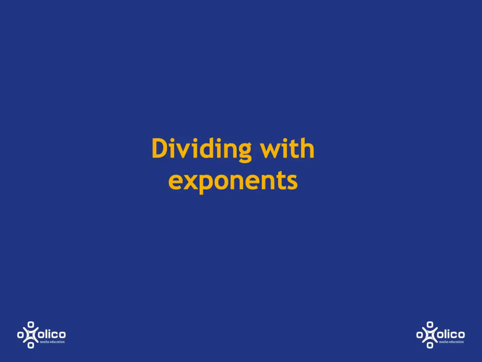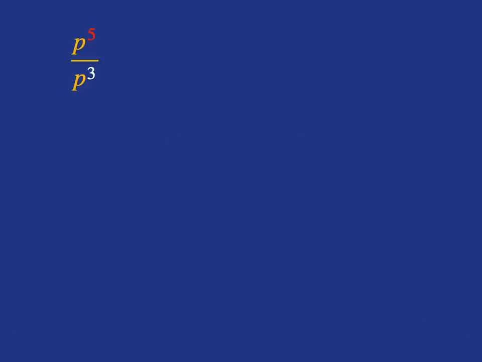We're going to have a look at dividing with exponents. If we're asked to simplify something like this, as always with exponents, if we simply write out what they mean, we'll soon get a very clear idea of what's going on. So we know p to the power of 5 is p times p times p times p times p, and of course p cubed is just p times p times p.